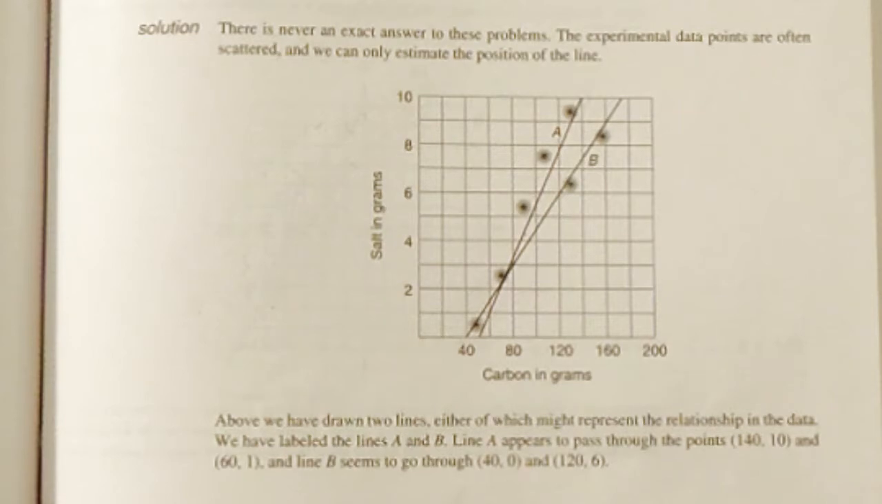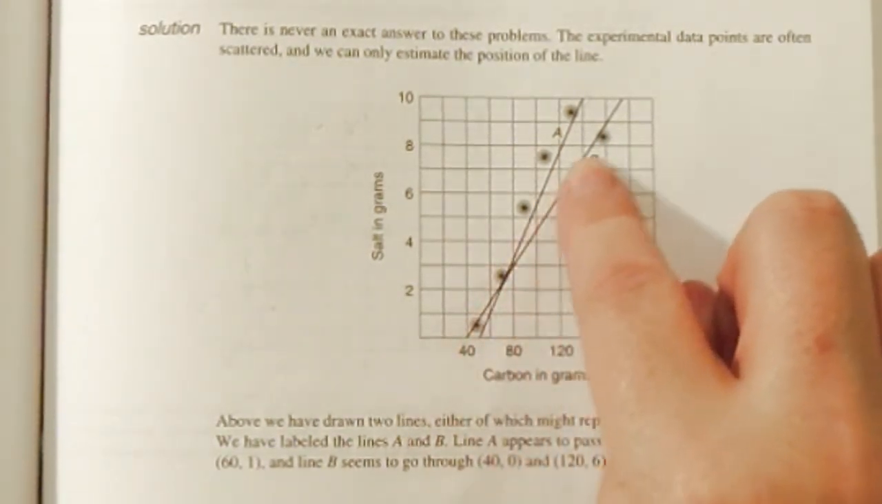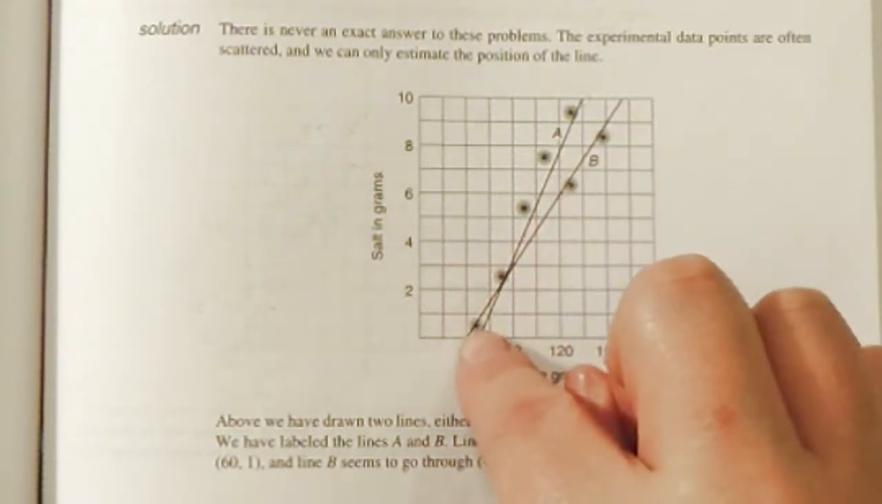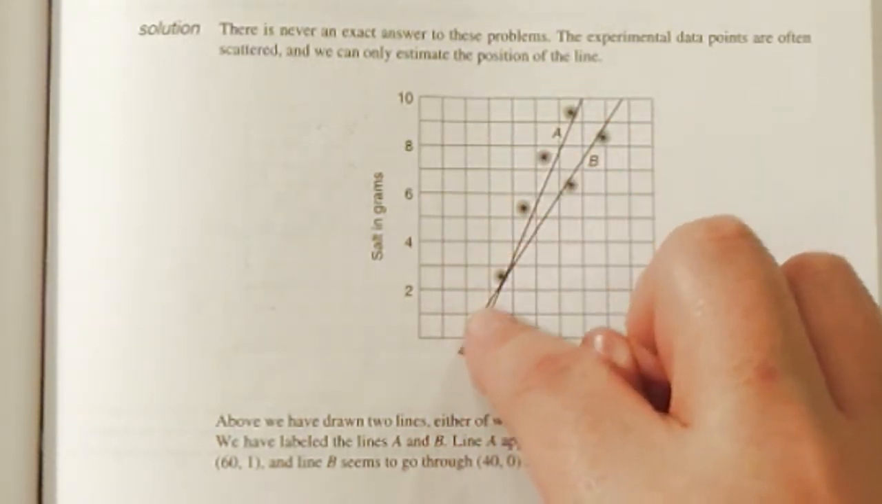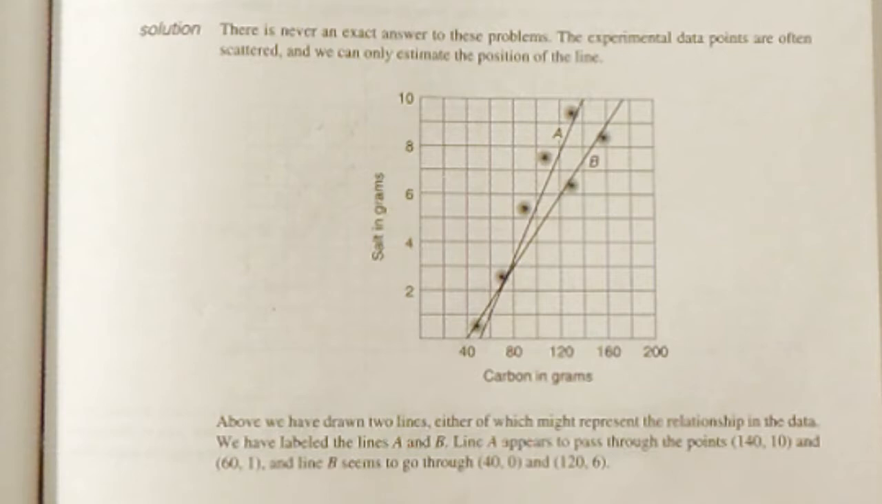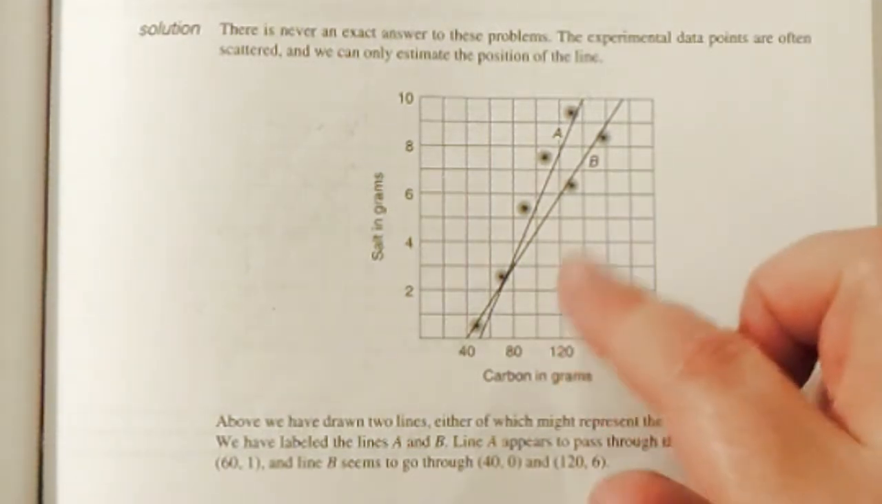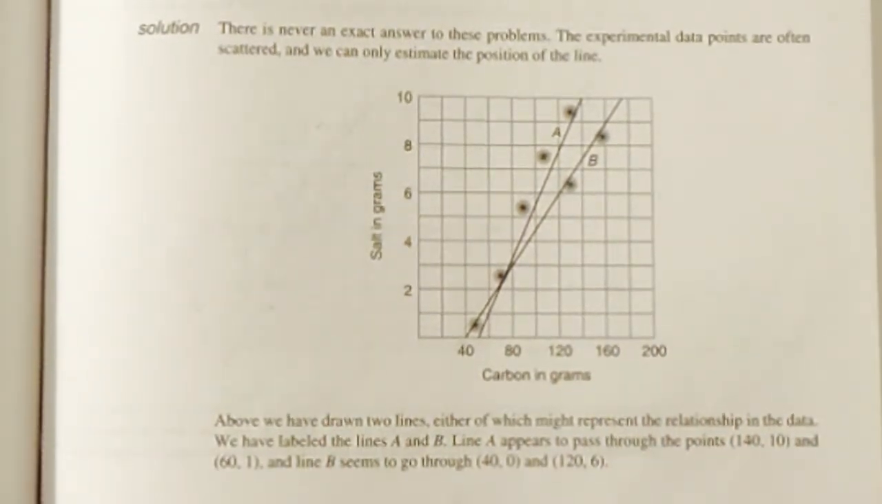So, they chose these lines because this line goes through this group of data points. This line goes at least toward this line of data points, and that way all of the data points are expressed in these lines.